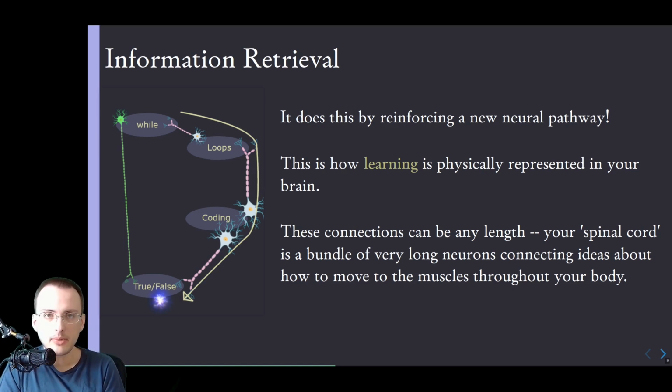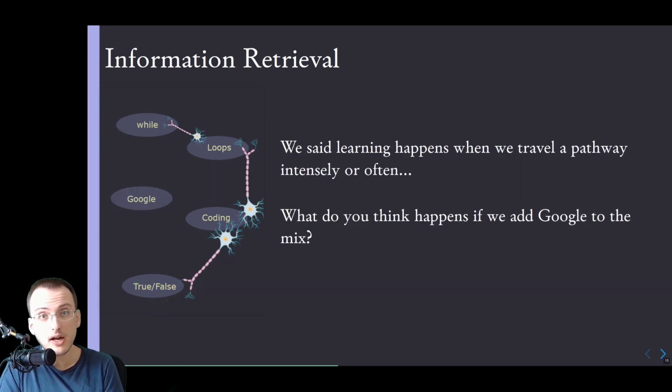Now that we've talked about how information is retrieved, I want to talk a little bit about the ways that it can go wrong. So we said that learning happens when we travel one of these mental pathways intensely or very often. So in the real world, we're not always doing all of this thinking locally to our brain. Sometimes we're also referencing external materials. And the question I have for all of you is, what do you think ends up happening when we add Google into the mix here?